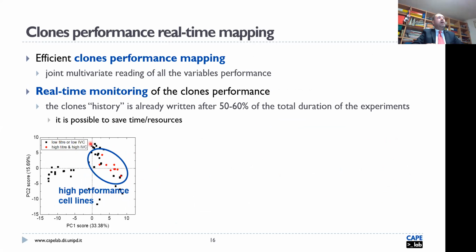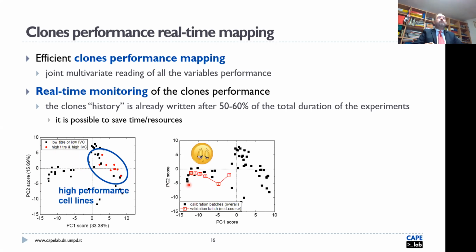The cell lines here are highlighted with the red points. Here we can see all the cell lines that have high titer and high IVC, for example, at the same time, while the cell lines indicated by black squares are all the cell lines with low levels of productivity. And this mapping tool can be utilized to monitor the clone's performance in real time.